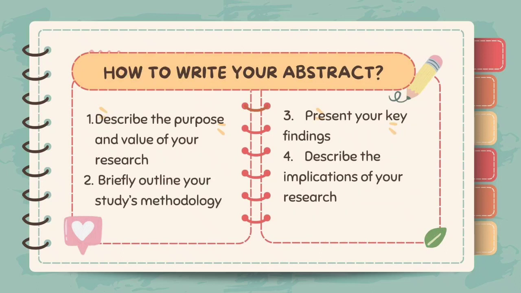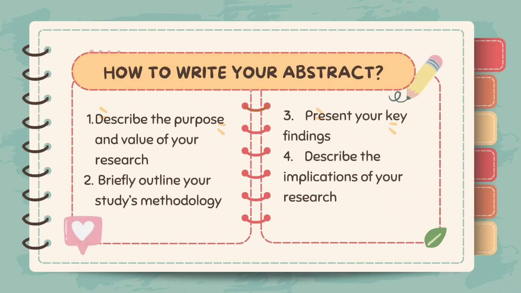Then, how to write your abstract, no? As we touched on earlier, sabi natin, your abstract should cover four important aspects of your research: the purpose, methodology, findings, and implications. Therefore, the structure of your dissertation abstract needs to reflect these four essentials in the same order. So, let's take a closer look at each one of them step by step.